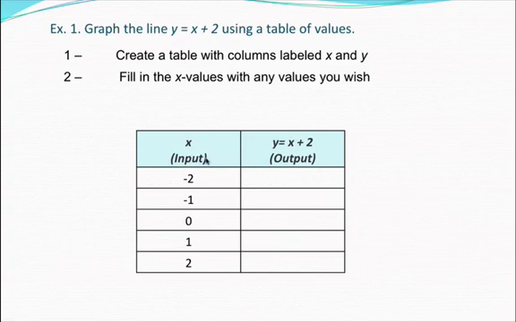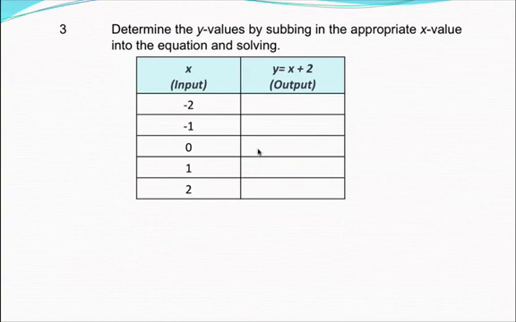And once again, x is our input, and the y value depends on whatever input we choose. So the y value is the dependent variable. We're now going to determine the y values by subbing in the appropriate x value. The first one, we're going to use the input of -2. So our output is going to be equal to -2 plus 2, and so our y value is 0. So we put that into our table of values. So our first point is -2, 0.